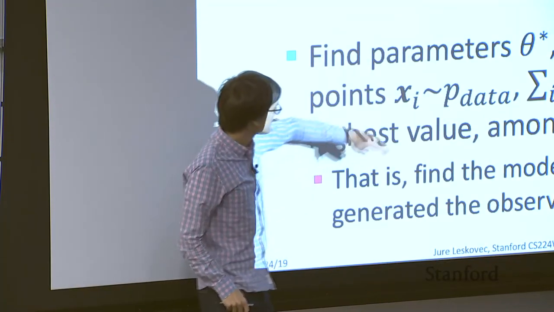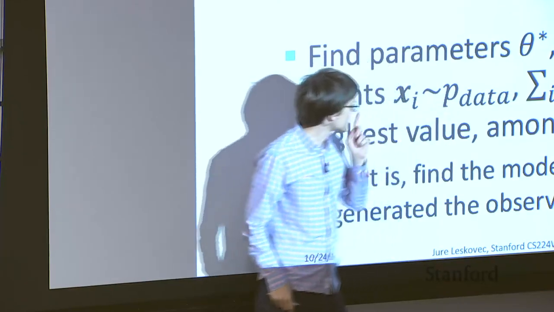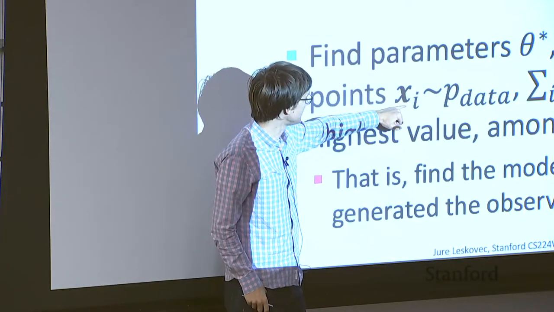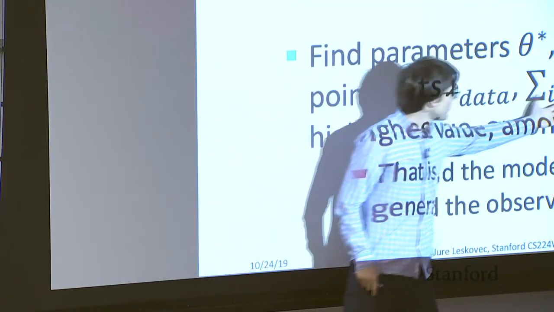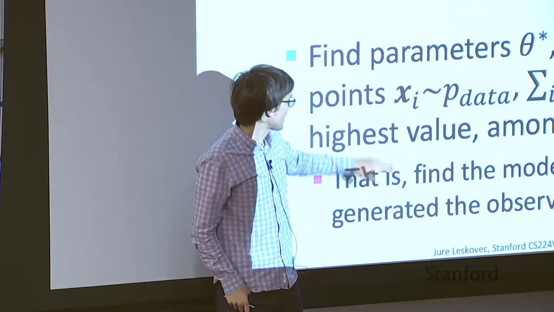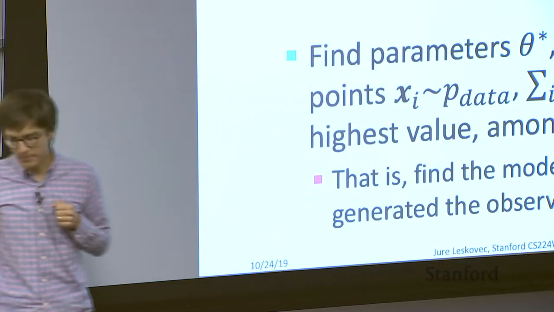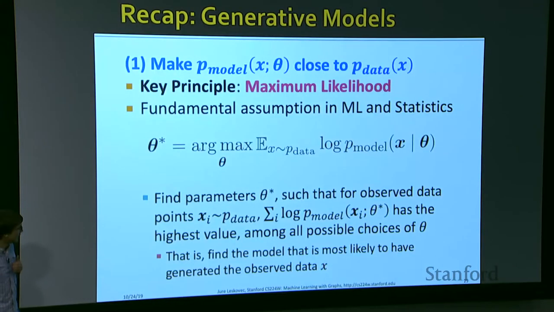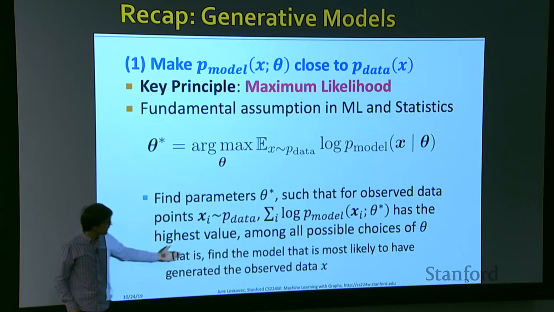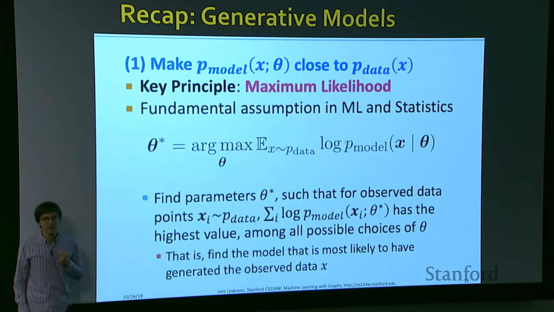So, right, our goal is to find parameters, we'll call them theta star, such that the observed data points that come from the p data distribution, the sum of their log probabilities has the highest possible value among all possible choices of my parameters. And this is what is called maximum likelihood. Now, what does this mean, right? This means let's find the model that is most likely to have generated the observed data.